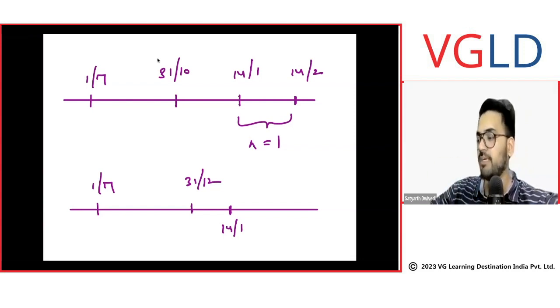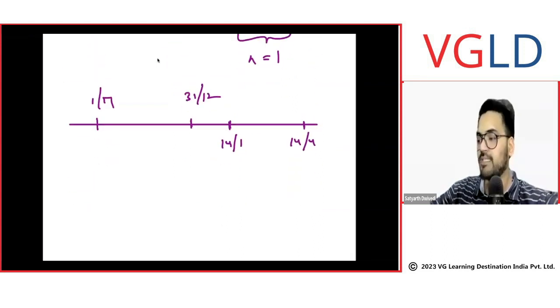1st installment is due on Jan, Feb, March, April. 14th of April. How many months are there? So N is equal to 3 months.